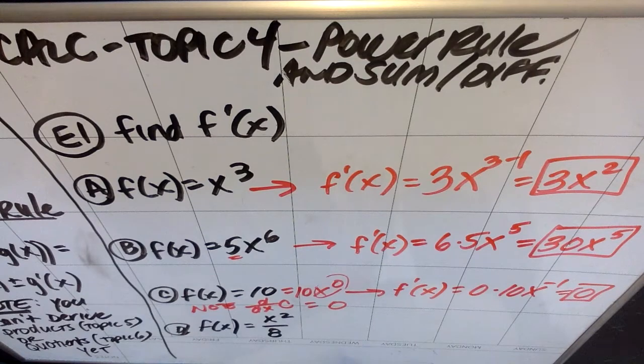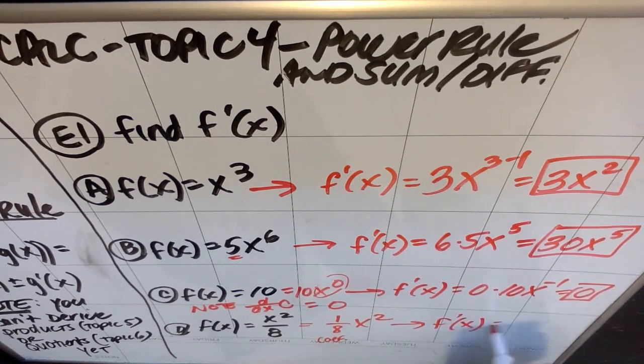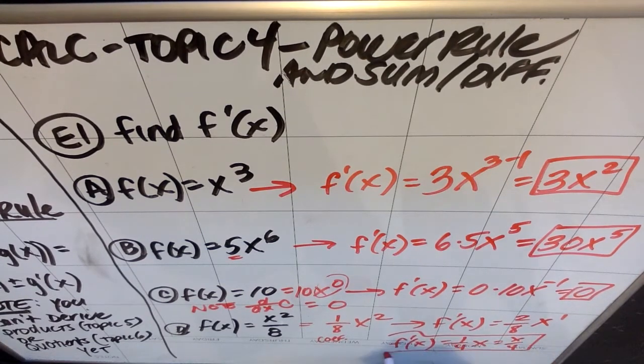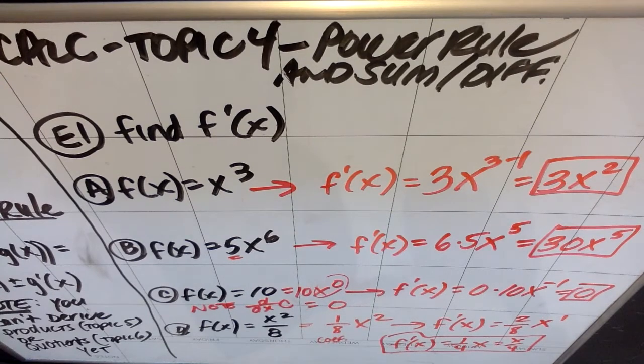The last one's a little tricky because it looks like it's a quotient and you don't know how to deal with a quotient yet. You don't know how to deal with division yet. So instead, I'm going to rewrite this as a 1/8 coefficient in front of an x squared. So this is just a coefficient, just like the 5 was up here. That means that my f prime of x is going to be, I'm going to drop the 2 down in front, so it'll be 2/8 x to the first. So my f prime is probably just going to be written as 1/4 x or x over 4. Either of those are fine. You could keep it as an x to the first, it's just a little weird. We don't usually bother to write the x to the first.